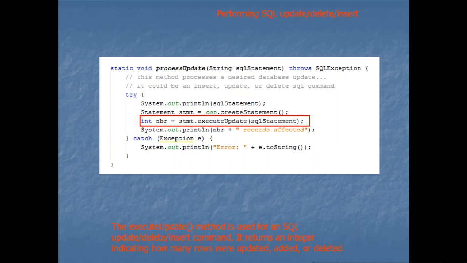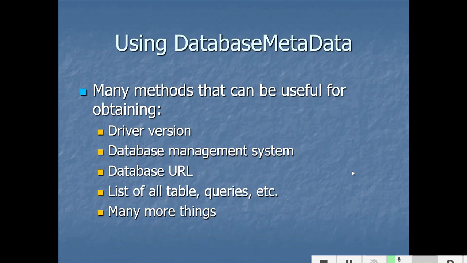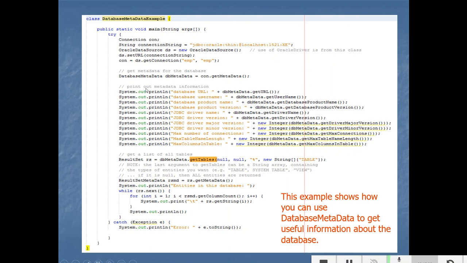I encourage you to experiment with this a little bit. So we saw some stuff with metadata. Specifically, we saw some stuff with the result set metadata. There's also actually an interface called DatabaseMetaData where we can get some more global stuff, such as what's the version of the driver, what's our database management system, list of tables and queries, etc. So there's a lot of stuff you can do with that. And we have an example here that will take us through that.